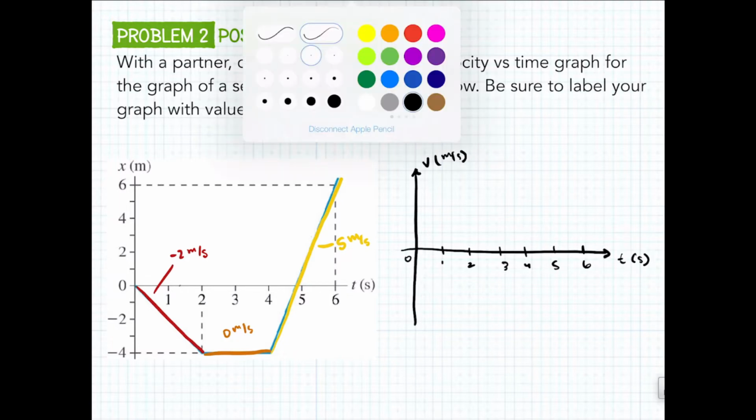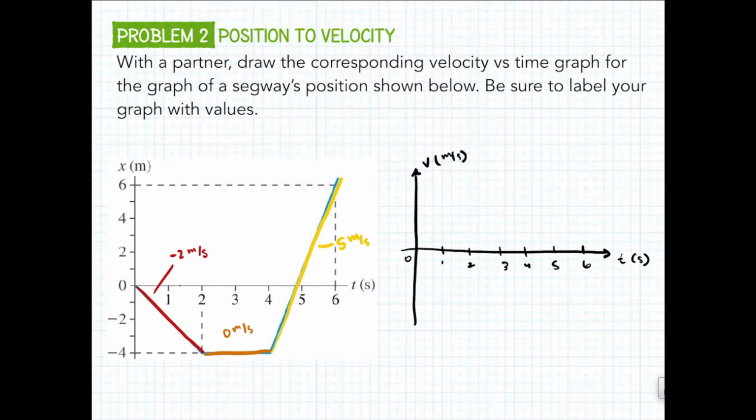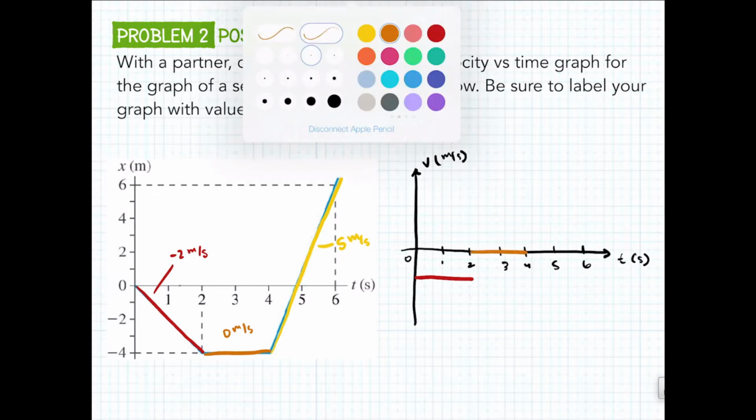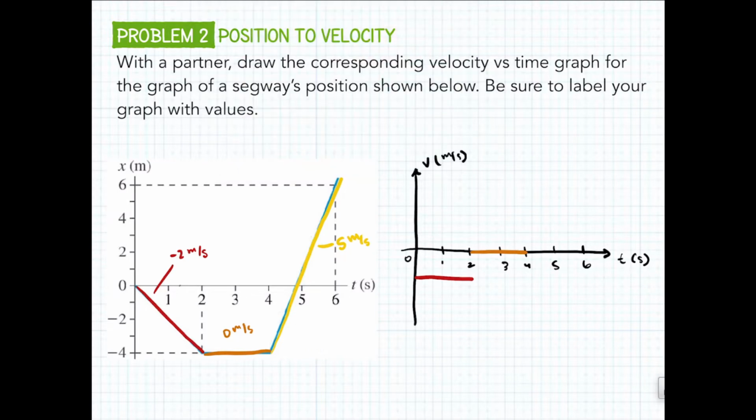So what do we do for the first part from 0 to 2 seconds? It's a straight line because remember it's a constant velocity and it should be at -2. So we're going to draw a straight line at -2 from 0 to 2 seconds. What about the second part? It's 0. The velocity is 0. So from 2 to how many seconds? 4 seconds. We're going to be at 0. And then last but not least, what do we do for 4 to 6 seconds? We should be up somewhere like here at 5. So we have a straight line at 5.